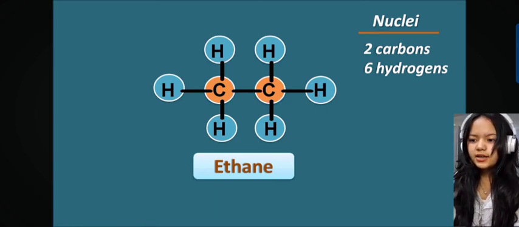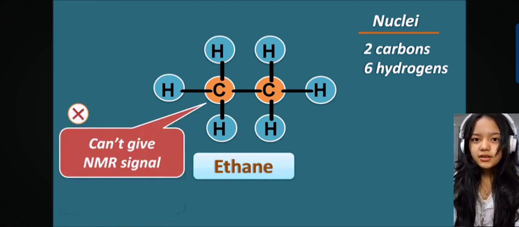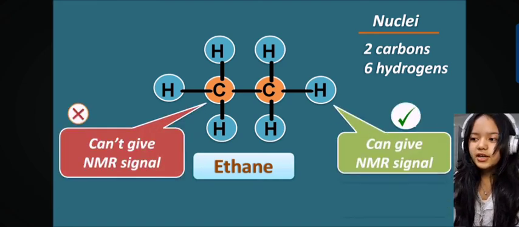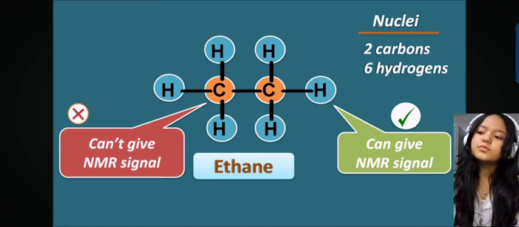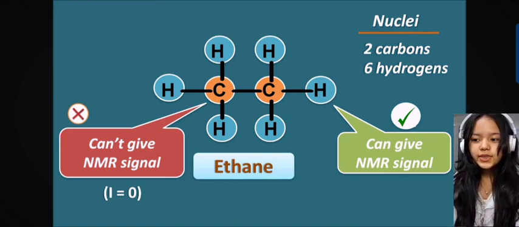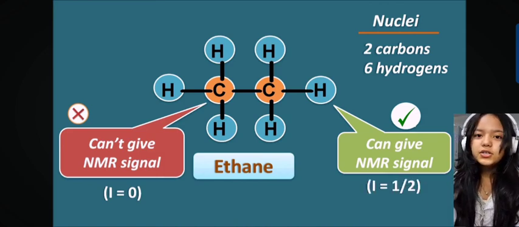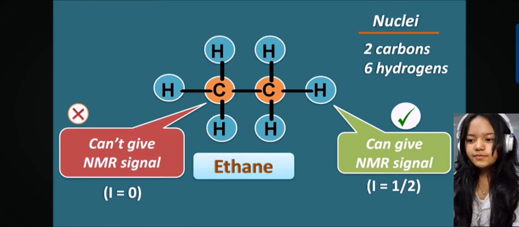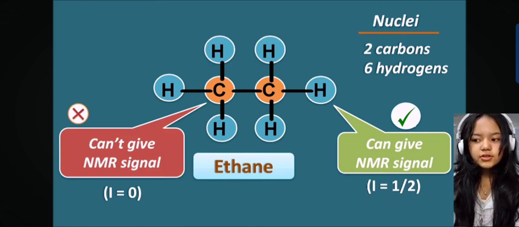But interestingly, here the carbon cannot give the NMR signal. On the other hand, the proton can give the NMR signals. So within the ethane molecule, two types of nuclei are there. One is carbon and one is proton, but only the proton can give the NMR signal. The reason behind this is that the carbon, which is 6C12, has spin quantum number I equal to 0, whereas the proton, which is 1H1, has spin quantum number I equal to half. So in NMR, the nuclei with I equal to half can only give the NMR signal.